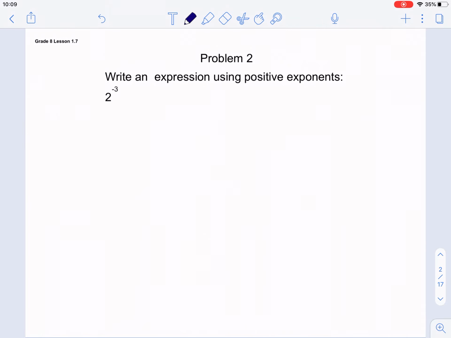Problem 2. Write an expression using positive exponents. 2 to the negative 3rd power. Take a second to copy down the question. Now, this is the same thing. I have 2 to the negative 3rd power. I do not want a negative exponent, so I have to turn this into a fraction. So it's 2 to the negative 3rd power over 1. Now I take the whole expression with the negative exponent, and since it's in the numerator, I'm going to move it to the denominator.